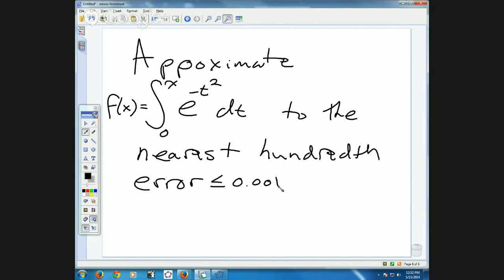So my interpretation of the nearest hundredth is I want 2 decimal places of accuracy. Okay. So that means I want my error to be less than or equal to 1/1000. So what I have to figure out is what x values can I use to be within that range? By the way, with this, I'm going to use my 10th Taylor polynomial.